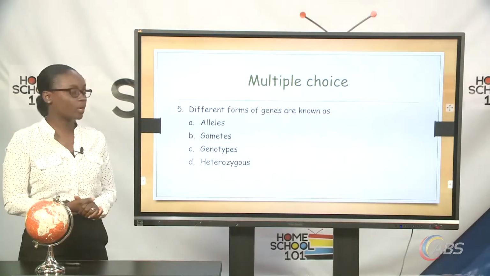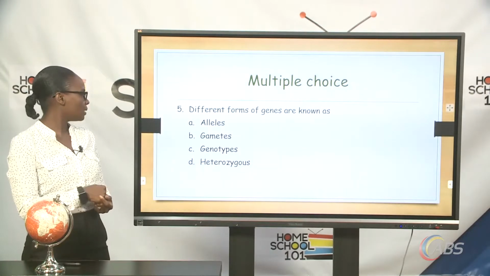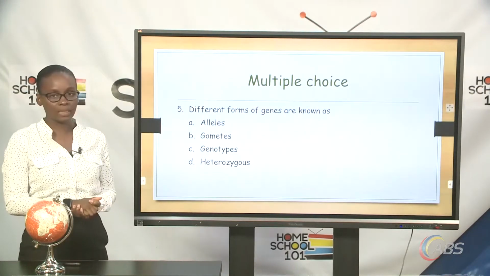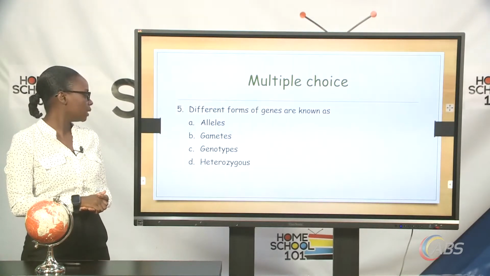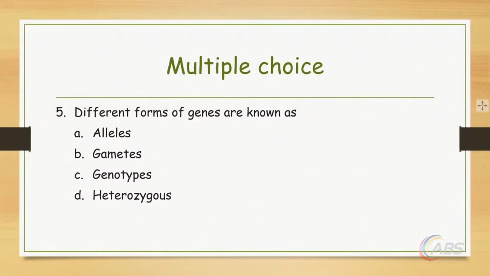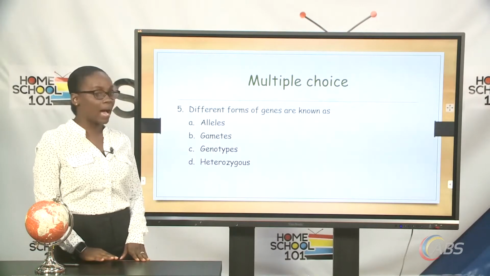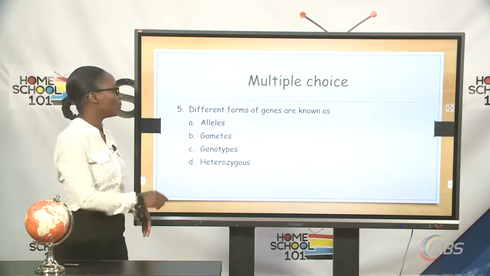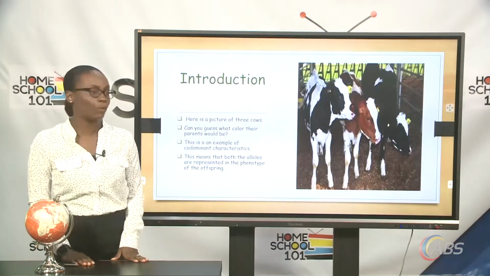Now, the last question we're going to be looking at today: different forms of a gene are known as A, alleles, B, gametes, C, genotypes, D, heterozygous. And the answer is different forms of a gene are known as alleles. All right? I do hope you were able to identify at least 3 of the answers and get them correctly.